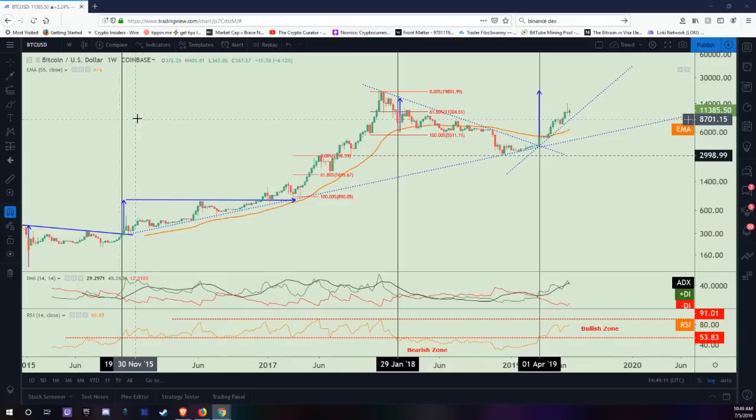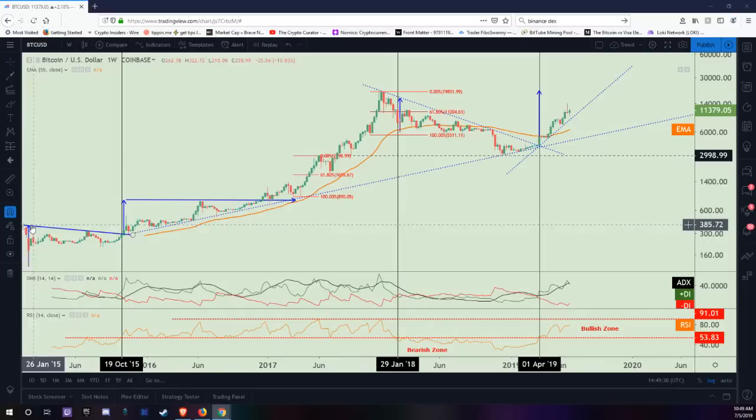The vertical lines are just areas on the chart where I think were significant areas of trend change. And we're going to look at those here in a second. So let's just run through this chart from the back, and we'll go up to the point where we are in the present, and look into the future.